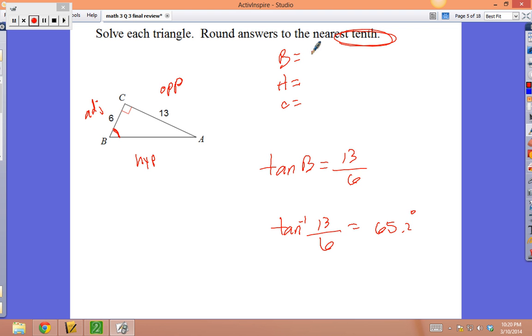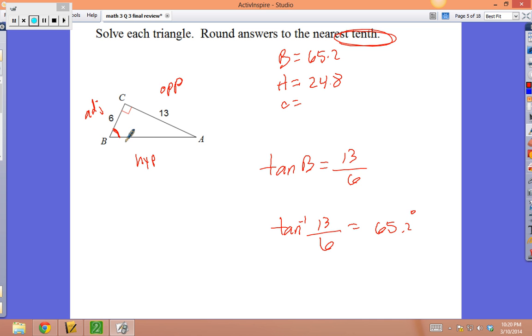So angle B has got to be 65.2 degrees, and then angle A is going to be easy. I'm just going to do 90 minus angle B, and I should end up with angle A's got to be 24.8 degrees.